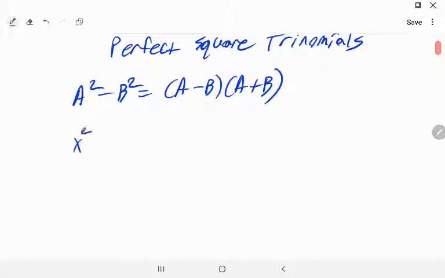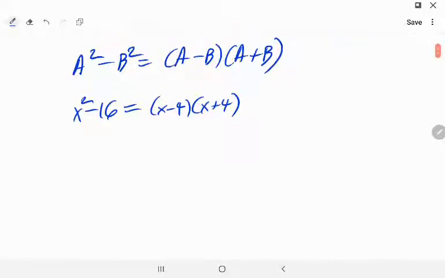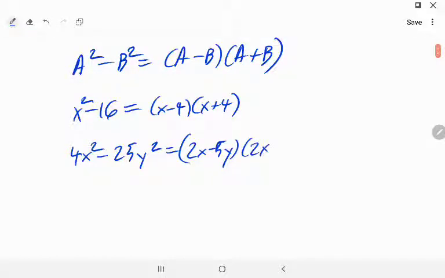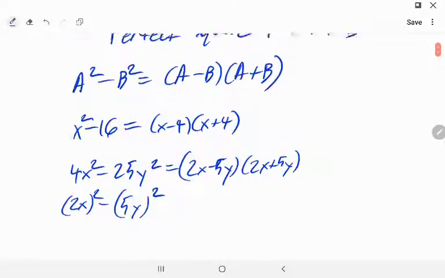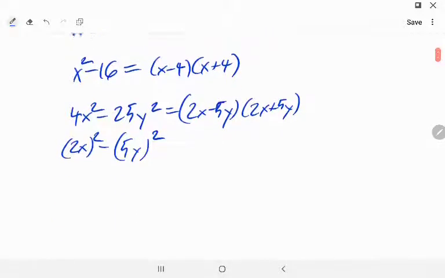So if we had x squared minus 16, we know that's x minus 4 times the quantity x plus 4, because we know the negative 4x plus the positive 4x is going to give us 0. And then if we had something a little more exotic, like 4x squared minus 25y squared, we know that's going to be 2x minus 5y times 2x plus 5y. We just notice that we have 2x quantity squared minus 5y quantity squared, and so the factorization is easy if we remember a minus b, a plus b.